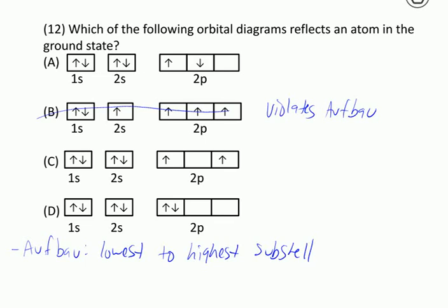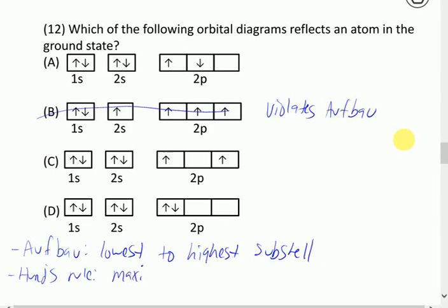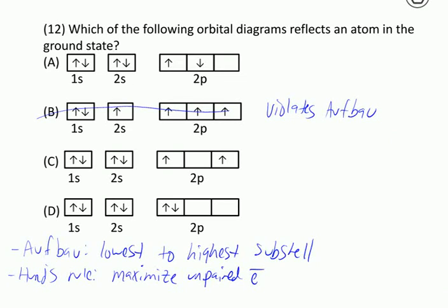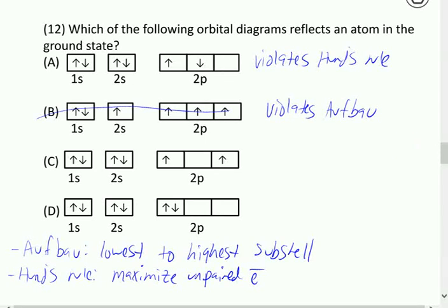And then the second one we want to think about is Hund's rule, which is to maximize unpaired electrons. So if we look at choice A, this one violates Hund's rule, because we only have one of them in this course. Because we have a partially filled subshell, we should have 2 electrons in 2 different orbitals, but they should have the same spin for Hund's rule to be followed. So in this case, one is spin up, one is spin down. That's a violation of Hund's rule.